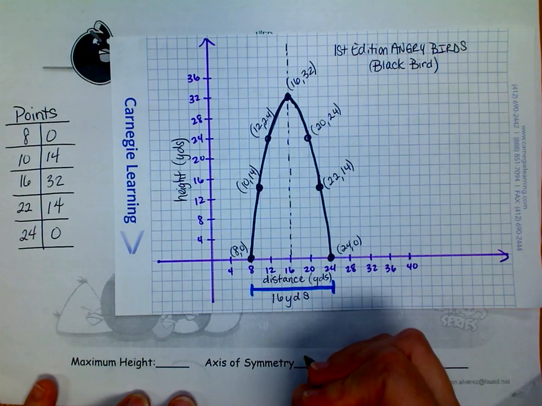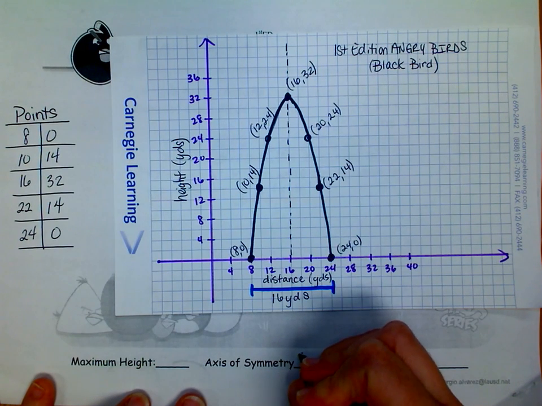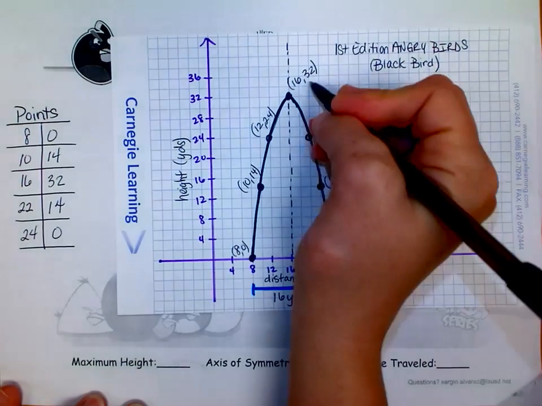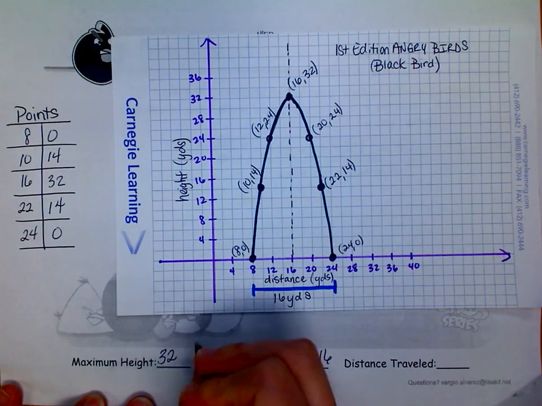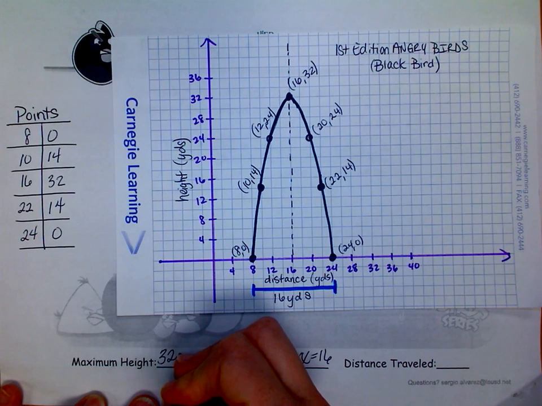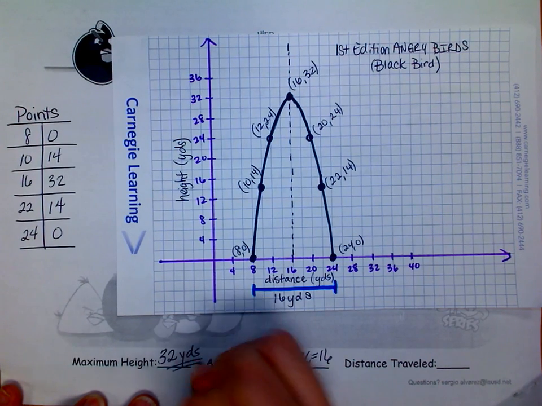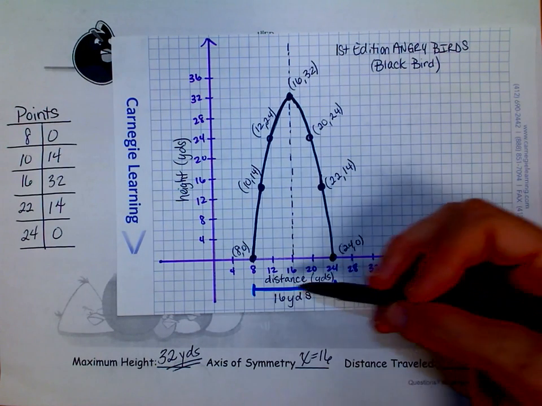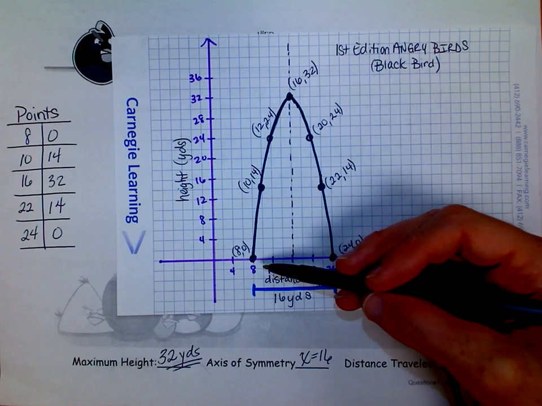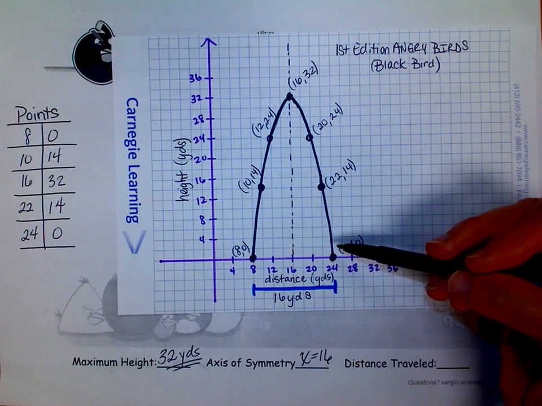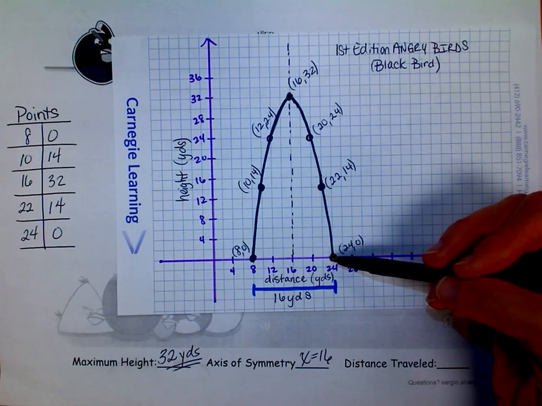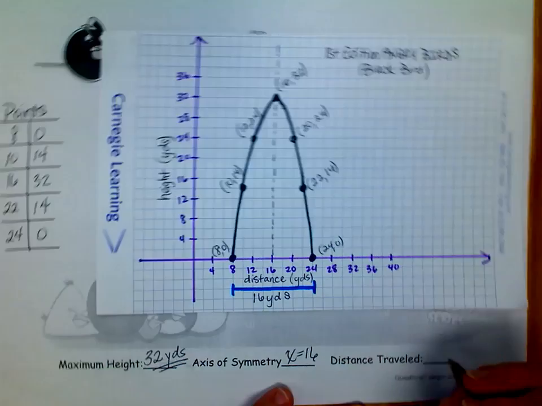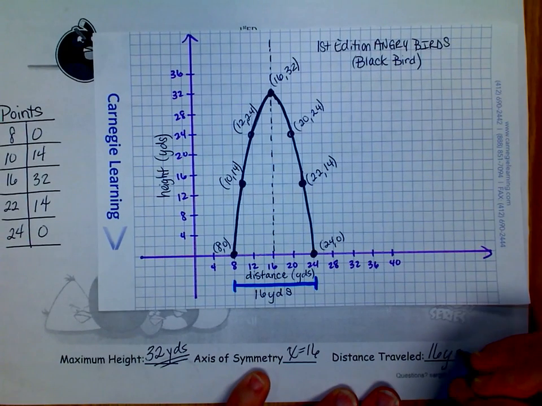So let's go ahead and answer these two questions here. Our axis of symmetry is x equals 16. And our maximum height is up here at 32. So it looks like Blackbird flew to a height of 32 yards. That's as high as he went. And then we can also see our distance traveled right here, because he began at 8 yards and he landed at 24 yards, so the difference there in the distance that he covered in that time would have been 16 yards. So let's go ahead and write that in there.